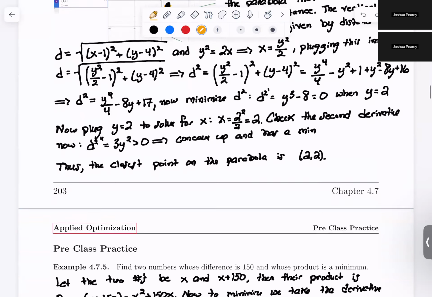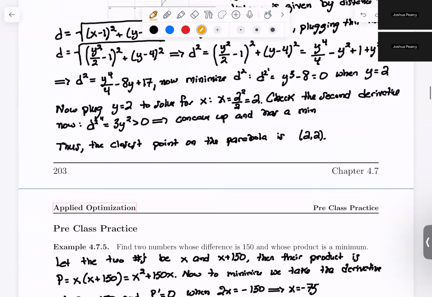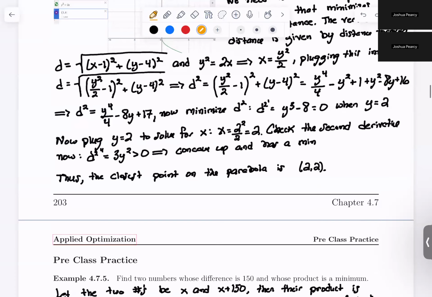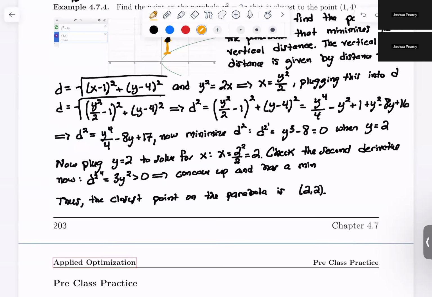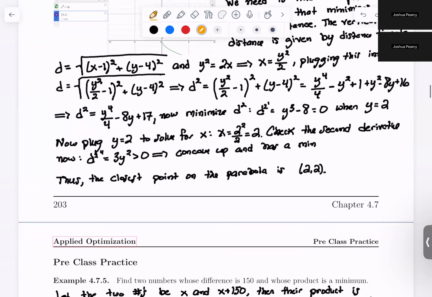So this first derivative equals 0 when y equals 2. All I do is move the 8 over here and then take the cube root. And if I do that, I get y is 2. Now, what I want to do is solve for x. So I know that x is equal to y squared over 2, so all I do is plug y equals 2 into that expression there and solve for x.